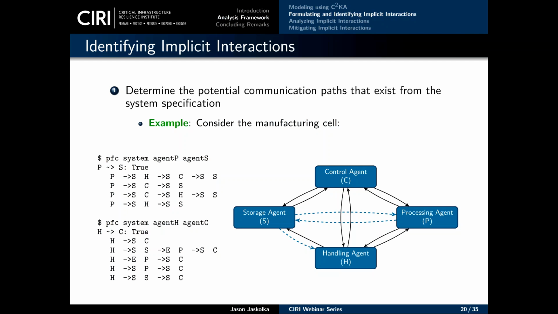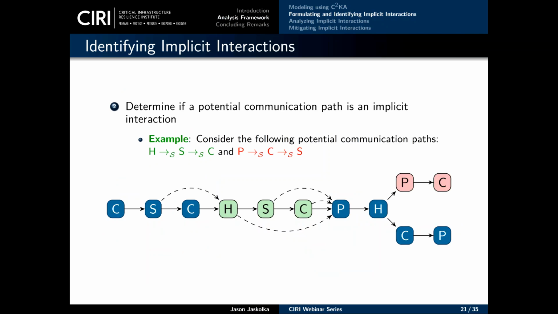So once we've done that, we need to look at each of the possible communication paths that we have and check whether or not it's an implicit interaction. So as an example, we have two possible communication paths in our system. Let's look at the green one first. So the green one says that from H to S to C, all by message passing, this is a possible communication fragment in our system.